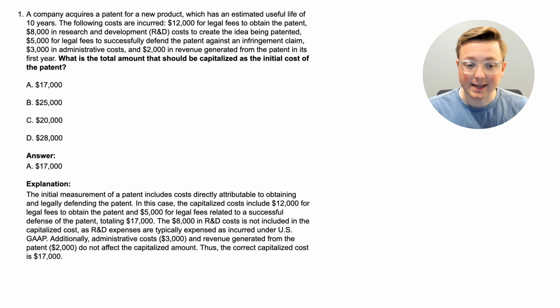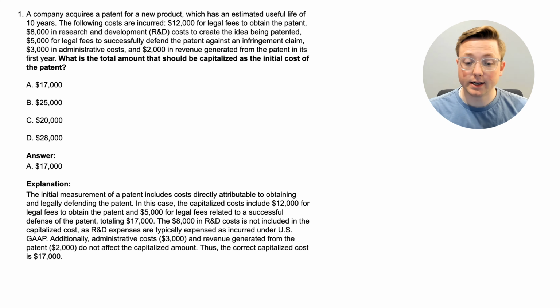All right, the answer is A. They would have a capitalized cost of $17,000. This is the amount that's going to be amortized over the useful life of this intangible asset. The initial measurement of a patent includes costs directly attributable to obtaining and legally defending the patent. In this case, the capitalized costs include $12,000 for legal fees to obtain the patent and $5,000 for legal fees related to a successful defense of the patent, totaling $17,000. We're going to talk a lot more about those successful legal defense fees in other questions, so keep that in mind.